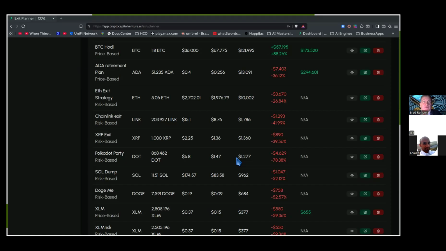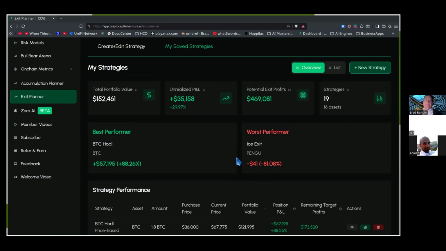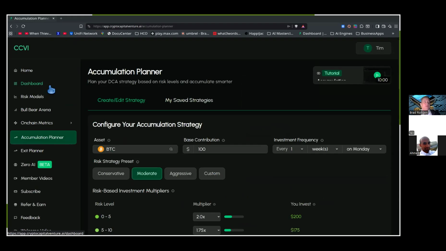We originally were talking about this as an exit strategy, but it looks like you can also use this to potentially buy, like when the risk goes under 20. Yes, there is an accumulation planner over here. Okay, good. So we can kind of use it both ways. Yep. Now, this just recently got added.